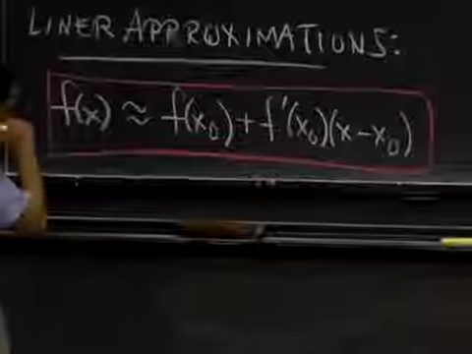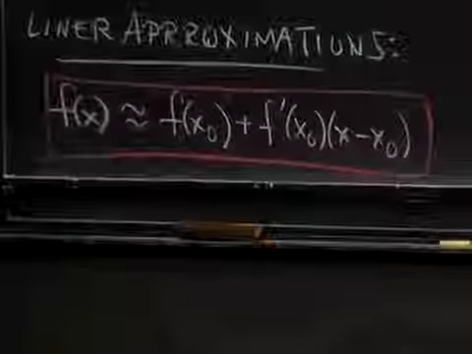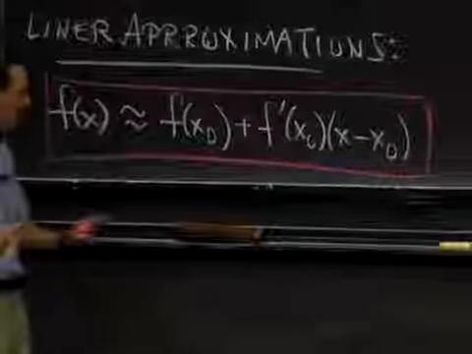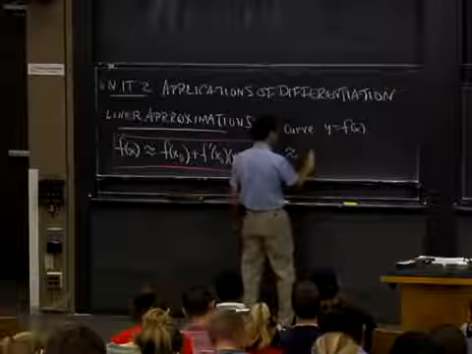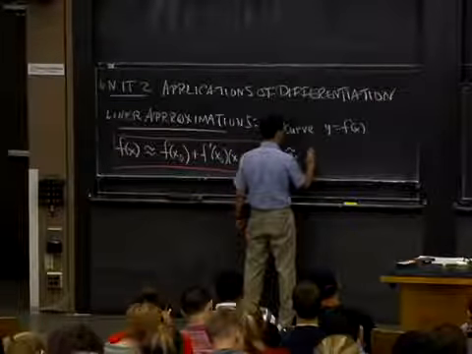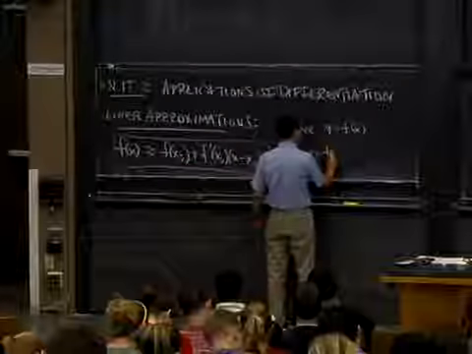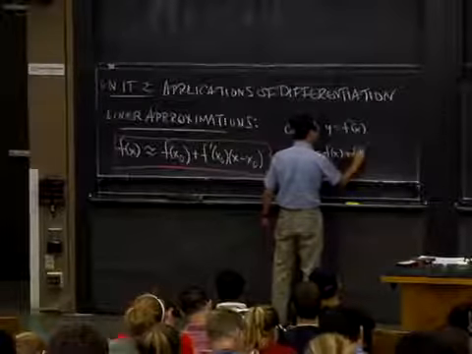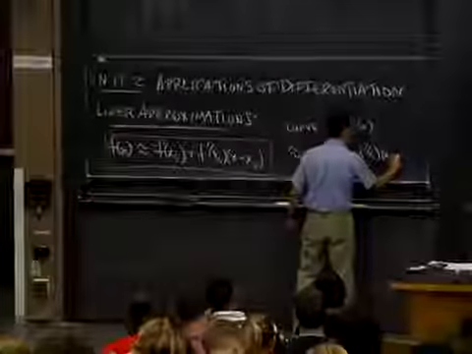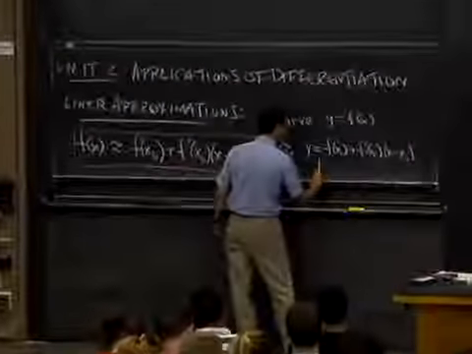And let me just describe what it means first, and then I'll describe what it means again several other times. So first of all, what it means is that if you have a curve, which is y equals f of x, it's approximately the same as its tangent line. So this other side is the equation of the tangent line.